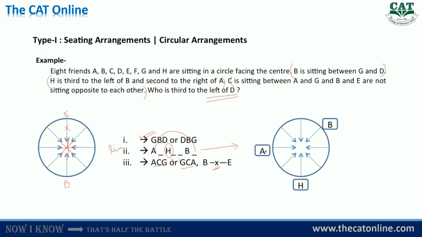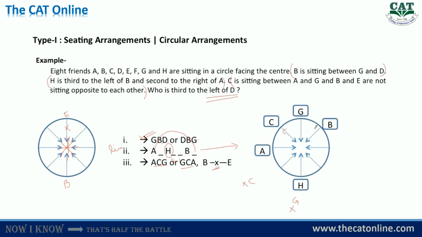So if A is over here and I put C over here, then I don't have any place to put G, because H is sitting there. So I cannot have C over here and G. This will be a wrong statement. So the only place left for me would be C over here and G over here. So we have three places empty.